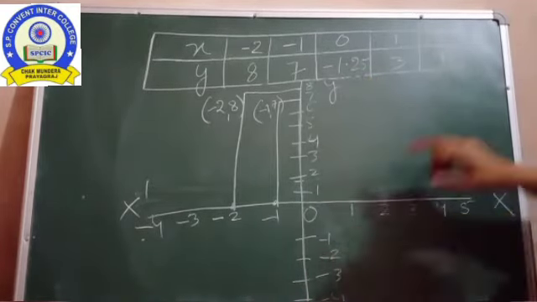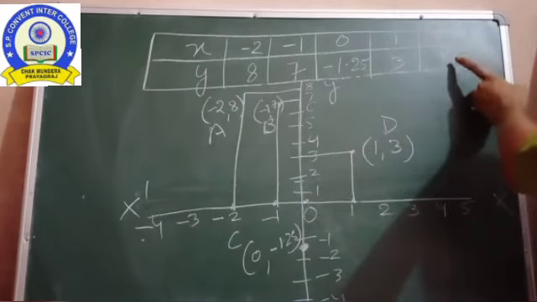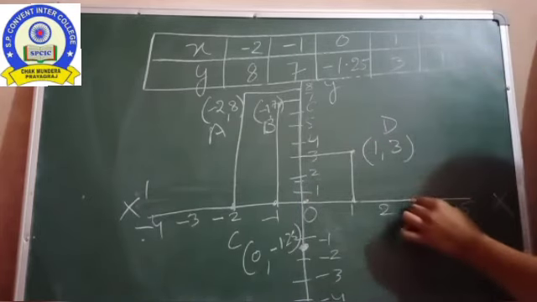Next (1, 3): x is 1 and y is 3. (1, 3) is point D, and last is (3, -1). This is point E, (3, -1). Clear?